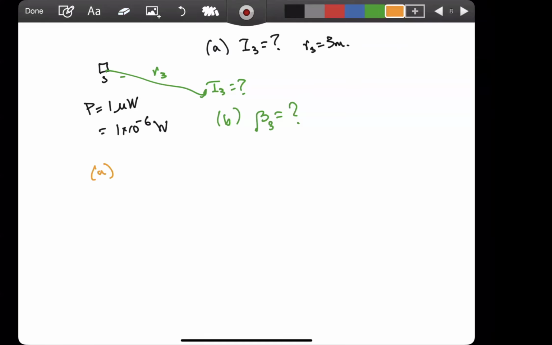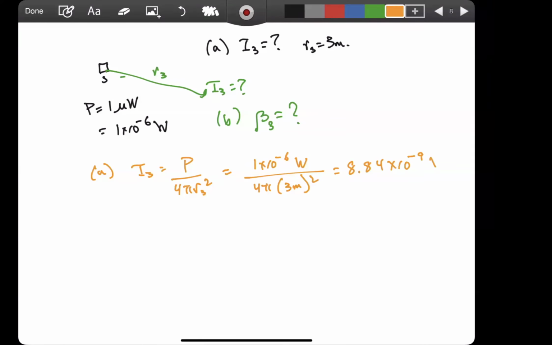Part A. We know that the intensity I3 is simply equal to the power divided by the surface area. So that's going to be divided by 4 pi R3 squared. Let's put our numbers in. It's going to be 1 times 10 to the minus 6 watts divided by 4 times pi times 3 meters squared. Plug in my numbers, and what I find is 8.84 times 10 to the minus 9 watts per meter squared.